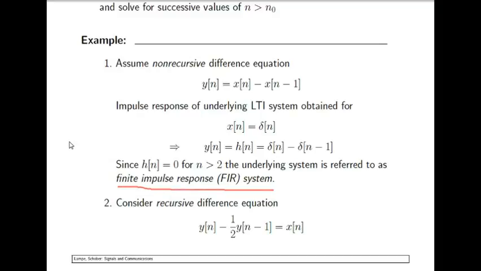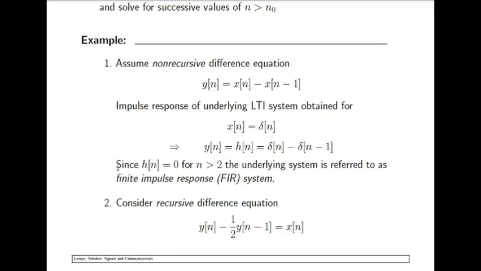Let's see. If I put n equals 0 here, h of 0 equals delta of 0 minus delta of minus 1. Delta of minus 1 will not exist, and delta of 0 will be 1, so h of 0 equals 1. Now if I put n equals 1, then h of 1 equals delta of 1 minus delta of 0. Delta of 1 will be 0, and h of 1 will be equal to minus delta of 0, which is minus 1. Now if I put n equals 2, then h of 2 equals delta of 2 minus delta of 1, so it will be 0. For n equals 3 it will also become 0. So now you can see that it will be 0 for n greater than or equal to 2.